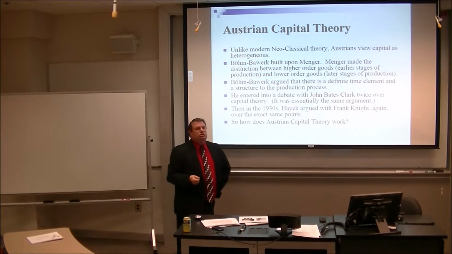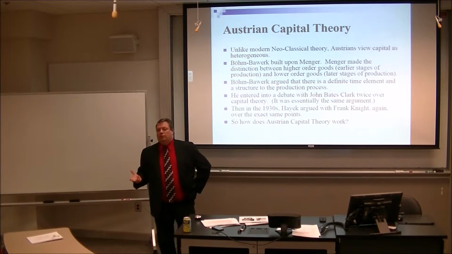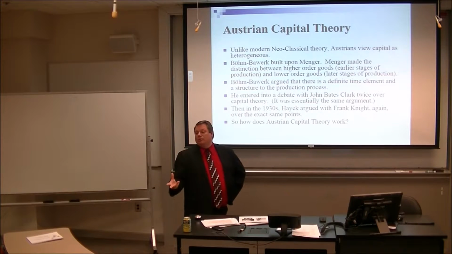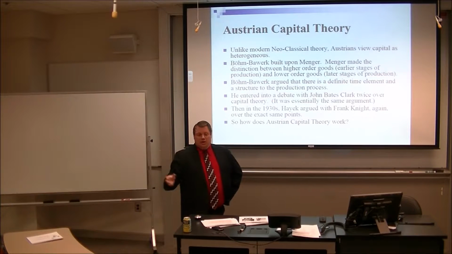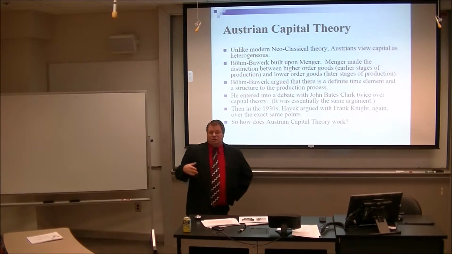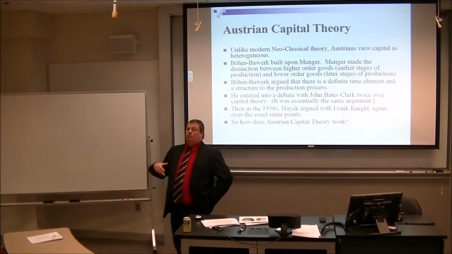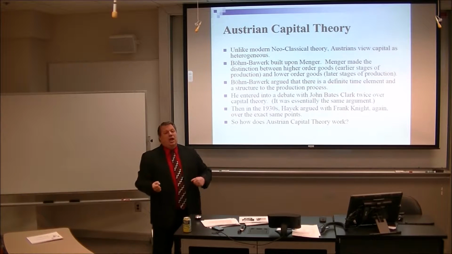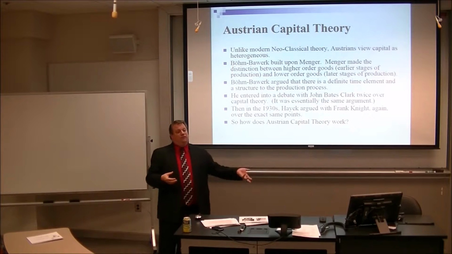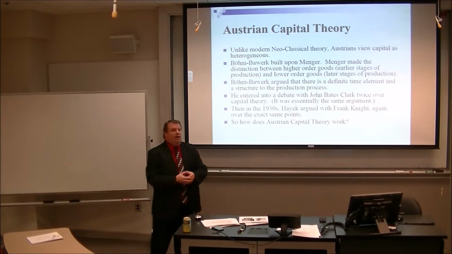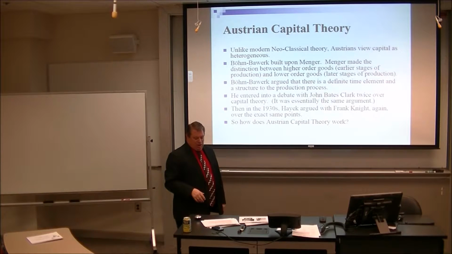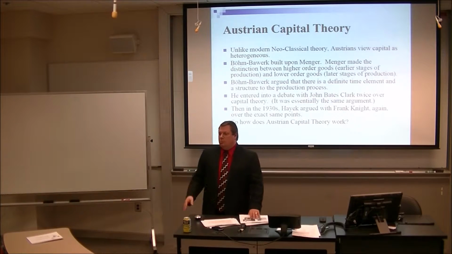So he enters into this debate with John Bates Clark, actually twice. And it's over capital theory and interest rate theory. It's the same argument that he does a couple of times. And then again in the 1930s, the same debate is resurrected between Hayek, who is an Austrian economist, and Frank Knight, who is the follower of John Bates Clark. And again, it's over almost exactly the same points. It's eerie how it all just repeats itself.